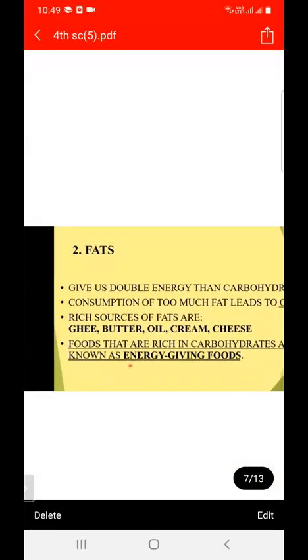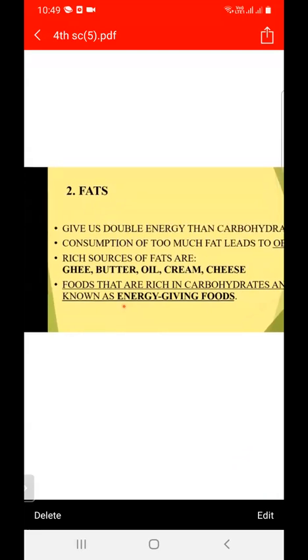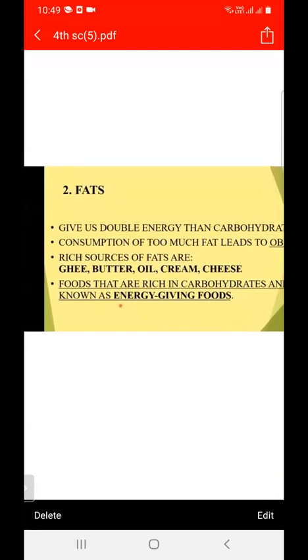And next, what are the energy giving foods? Carbohydrates and fats are called energy giving food, and fat gives us more energy to do work as compared to carbohydrates. So what are the sources of fat? Ghee, butter, oil, cream, and cheese. So these are the sources of fat.